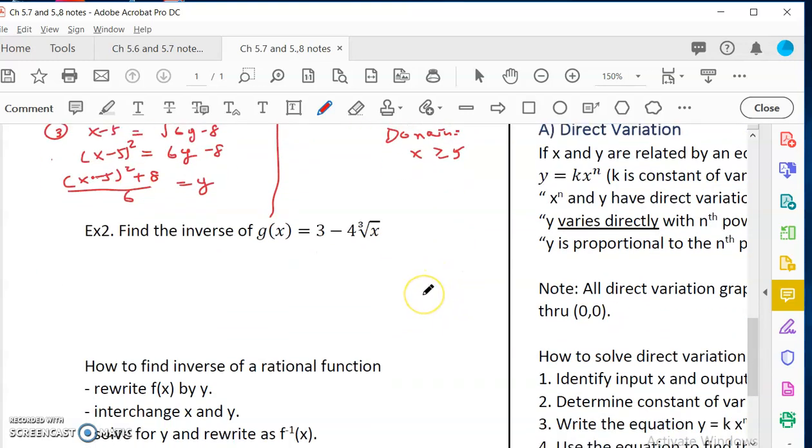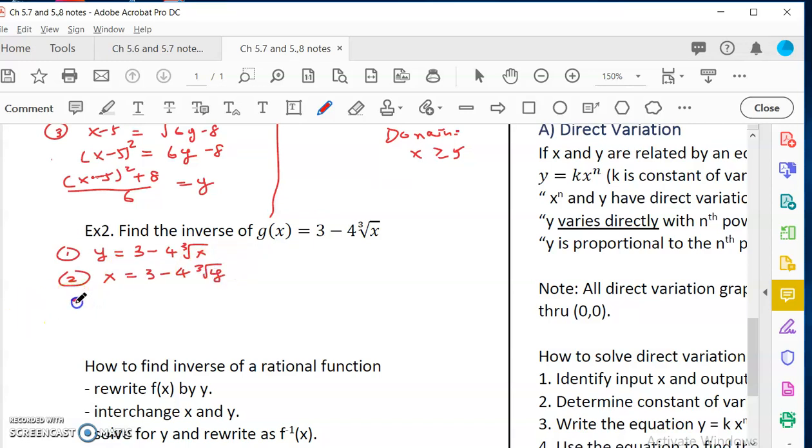Do I have time to finish this one? So the last one is a cube root function. I want to find the inverse. So for step 1, I don't have to restrict any domain. I don't need to find the range. They are just all real numbers, right? So cube roots are easier. I would say y is equal to 3 minus 4 times the cube root of x. Then the second step is to switch x and y. x is equal to 3 minus 4 times the cube root of y.